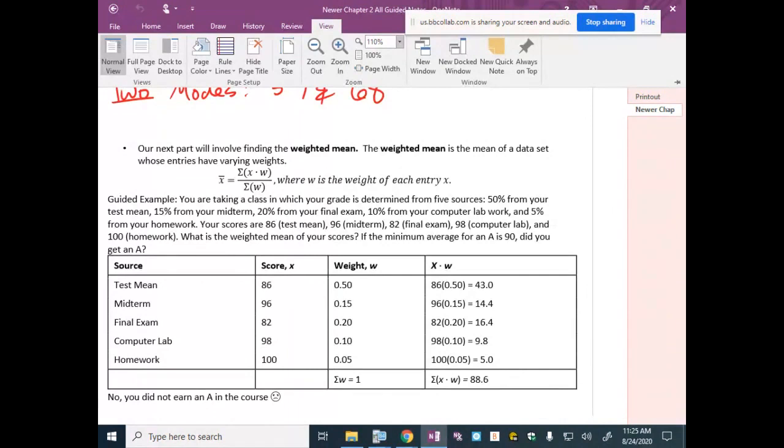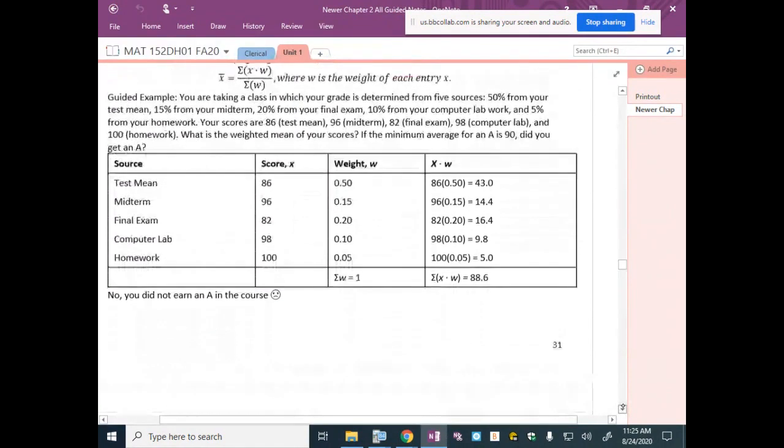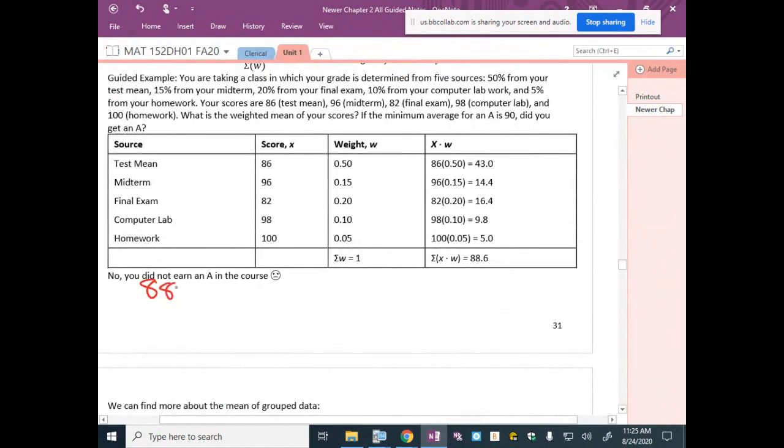So you multiply each score by the weight, and then you're going to add those together. And since this is dealing with a grade, you just take 88.6 over 1, and you would get 88.6. No, you did not get an A in the class. Close, but no A. It happens.